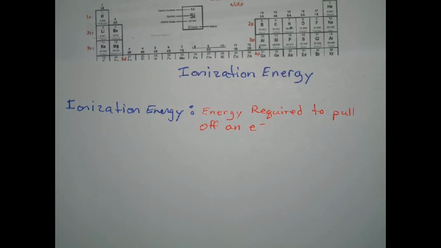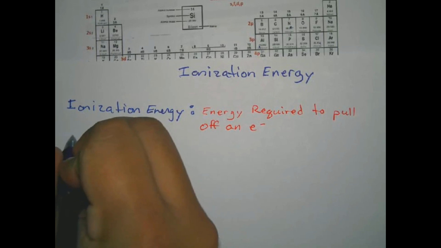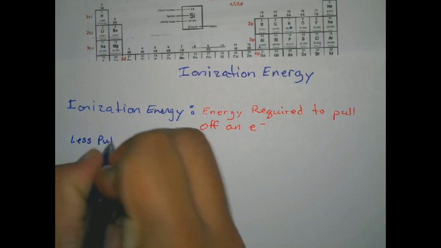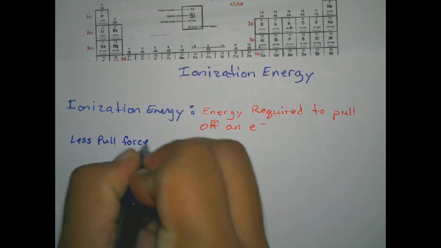Now, you got to think about it. What two criteria do you think you need to be able to steal an electron from an atom? Well, protons hold on to these electrons, right? So we want less pull force from the protons, okay? Less pull force. So less pull force means it won't take that much energy. More pull force means it takes a lot of energy. So to pull off an electron, we need less pull force, which means less protons.